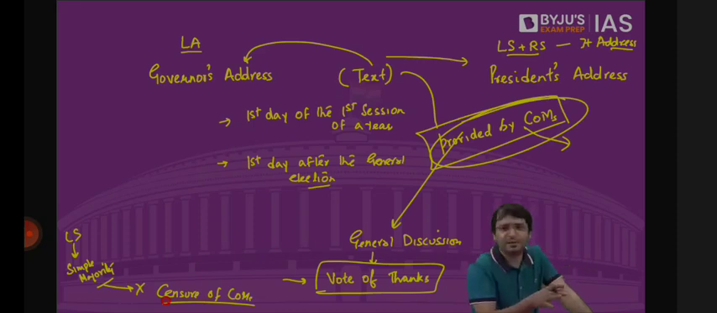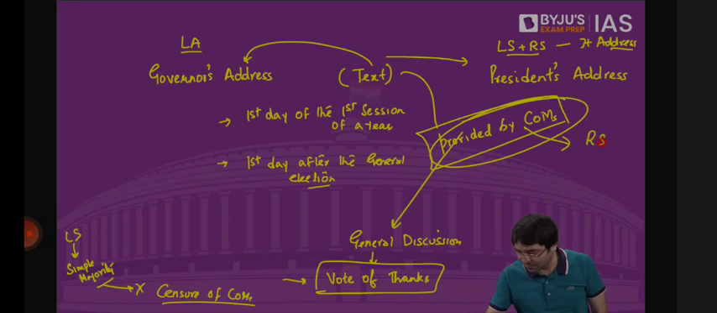If this vote of thanks is passed by simple majority in Lok Sabha, it should also be approved by Rajya Sabha. What if it is defeated in Rajya Sabha? Nothing will happen to the government. Why? Because the Council of Ministers is not accountable or responsible to Rajya Sabha. But what Rajya Sabha can do is amend the president's address.